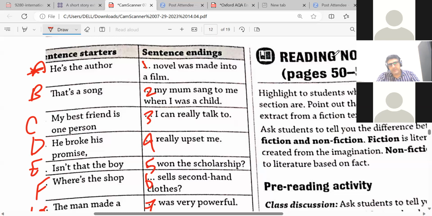I think each one the same, right? All of them, right? So B and 2, and C and 3. Type: my best friend is one person I can really talk to, right?